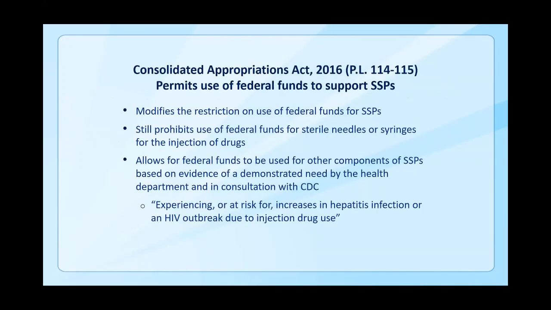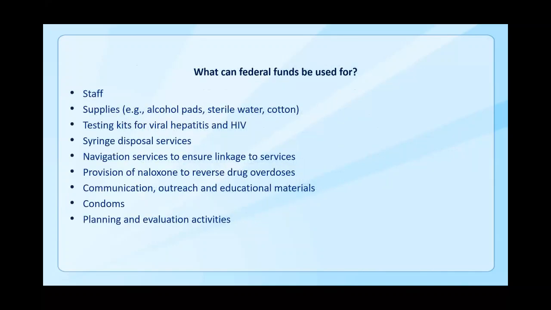Federal funds can be used to support SSPs. The Consolidated Appropriations Act of 2016 modified the restriction on the use of federal funds for programs distributing sterile needles or syringes. The provision still prohibits the use of federal funds to purchase syringes or needles for the purposes of injecting any illicit drugs. However, it does allow funds to be used for other aspects of SSPs based on evidence of a demonstrated need by the health department and in consultation with CDC. Jurisdictions do need to demonstrate that they are experiencing or at risk for increases in hepatitis infections or an HIV outbreak due to injection use.